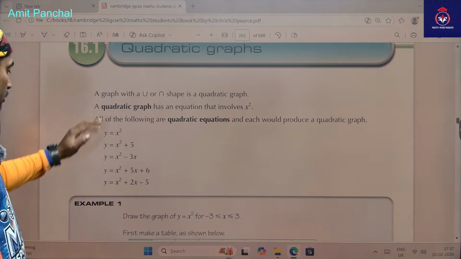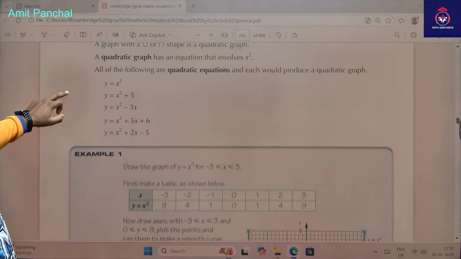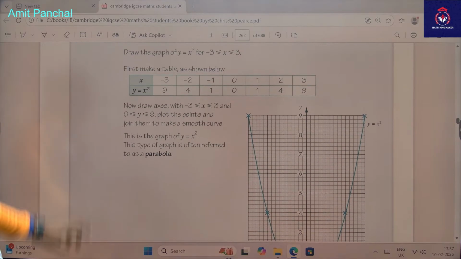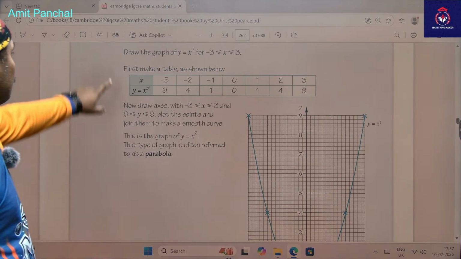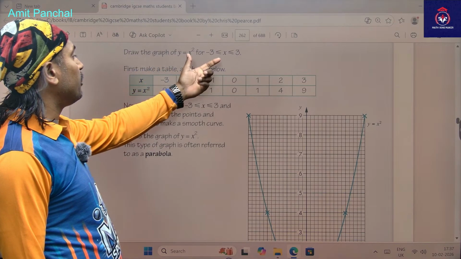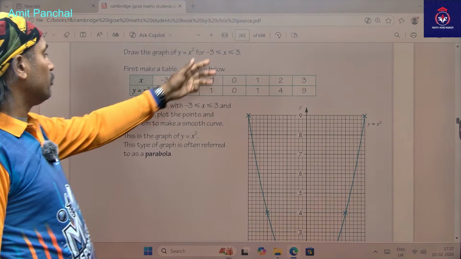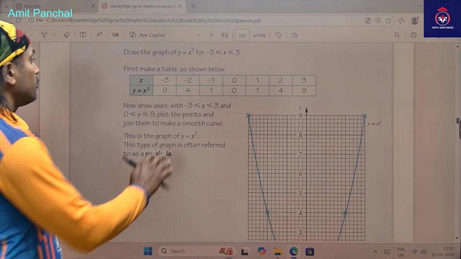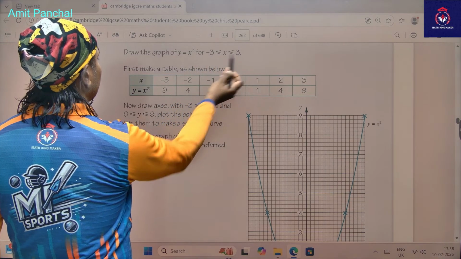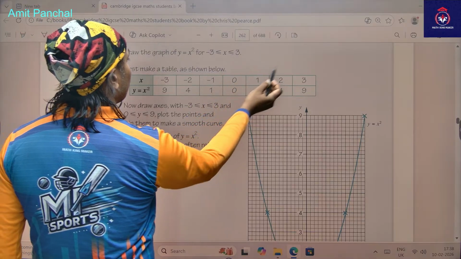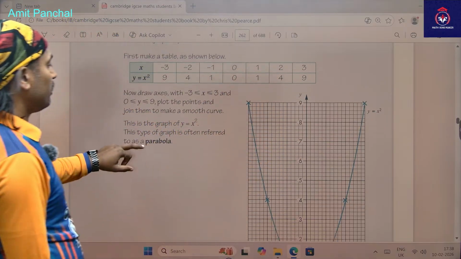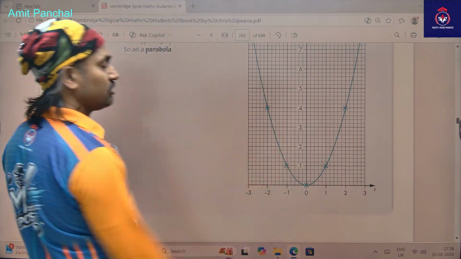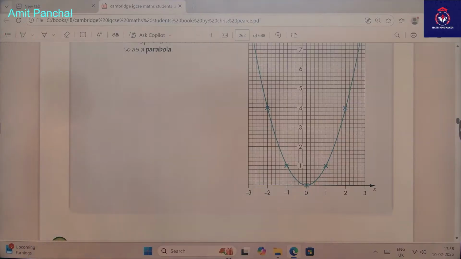Now, how to draw these quadratic graphs? It is always a parabola. First of all, you know that. So draw the graph y equal to x square, and you need to draw it from minus 3 to 3. It will be like a symmetrical graph. So minus 3, minus 2, minus 1, 0, 1, 2, 3. So you will get some points, and if you join all these points, you will get it like this one. Okay. Yes, sir. It is called a parabola.